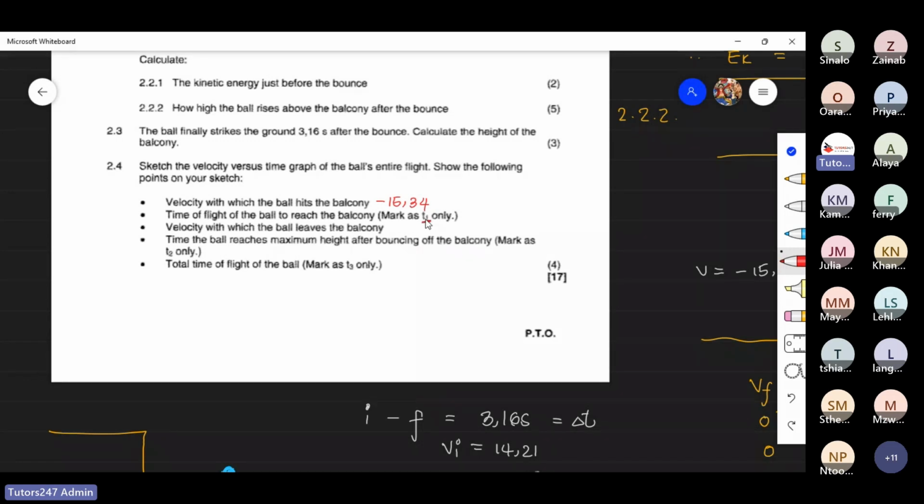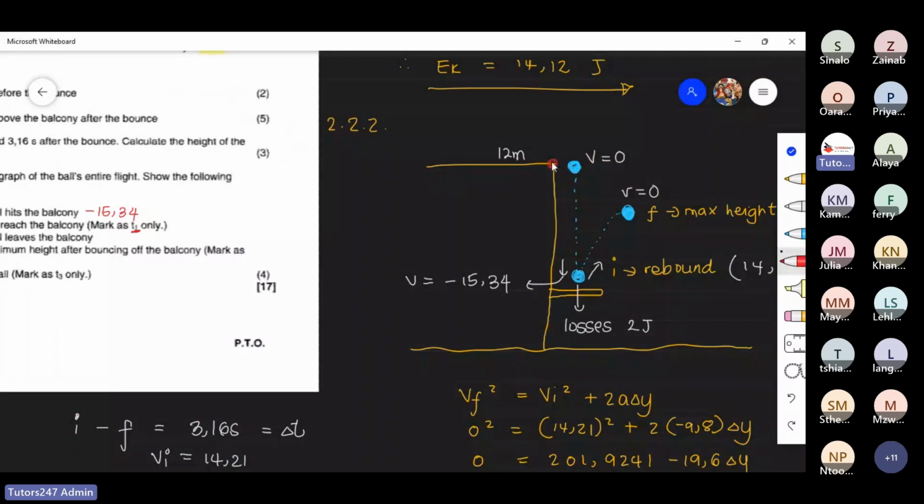So we need to show the time that it took to go from being dropped till the time to reach the balcony. So on the sketch, let me just show you that. We need to show the time from this point till the point where it hits the balcony. We need to show this point that I'm highlighting in red, but we do not need the actual time value. For example, we don't need to say it was 2 seconds or 3 seconds or 1 second. We're going to allocate it a value of T1. We're going to use a variable representation, okay? So we're not going to put any value in that place.